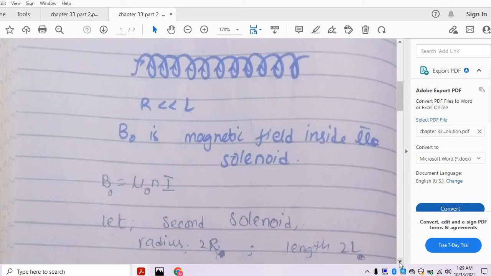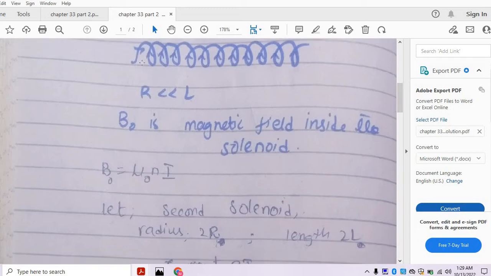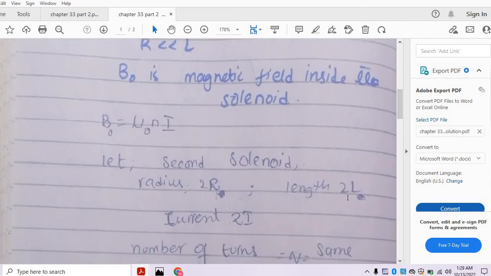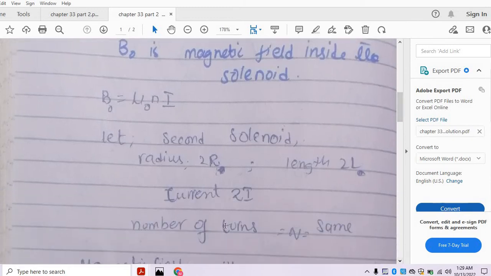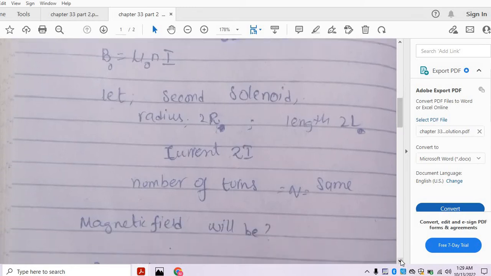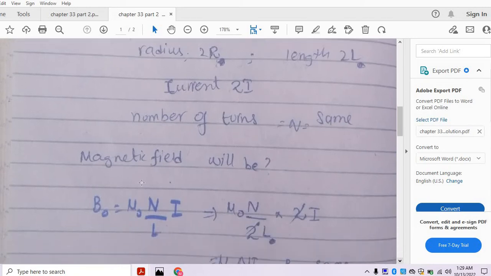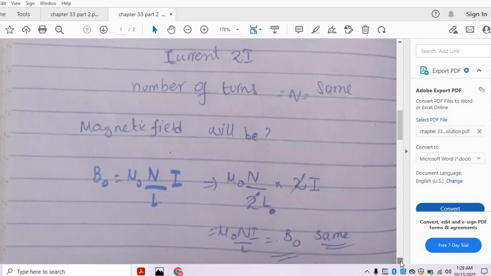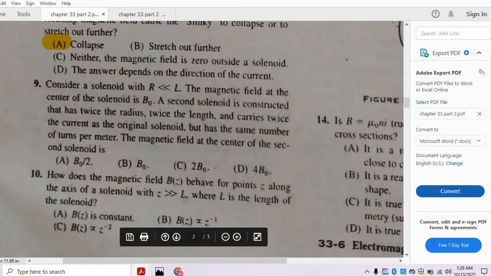So for the second solenoid, we are simply doubling the radius and we are also doubling the length. It doesn't affect the value of this magnetic field, because we are increasing the length to 2L as well as the current to 2I, but the number of turns per unit length will remain the same. If we put these values in the formula mu0 n i, the current is double, so I am writing 2I, and the length is double, so I am writing 2L, so the 2 will cancel out with 2 and we get the same formula. So here option B is the correct option.